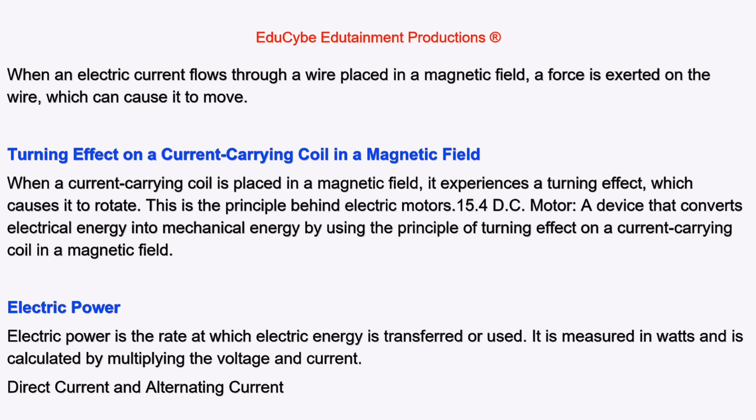DC motor. A DC motor is a device that converts electrical energy into mechanical energy by using the principle of turning effect on a current-carrying coil in a magnetic field.